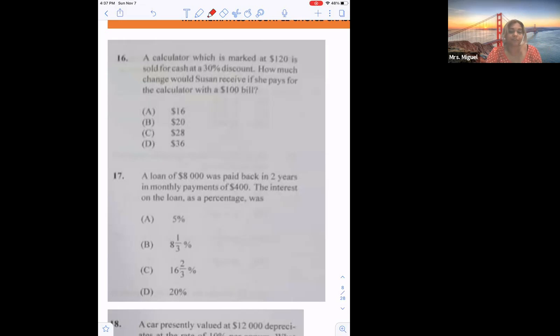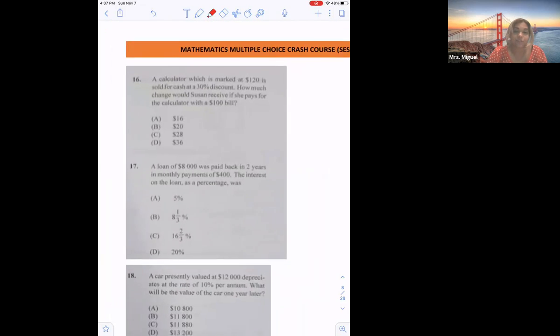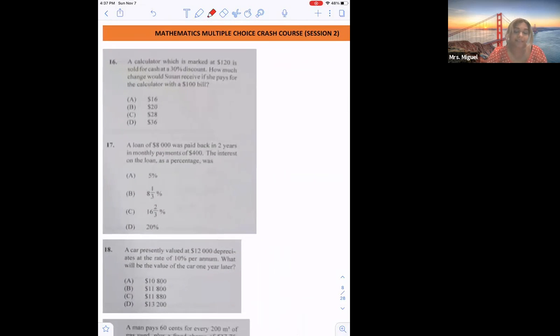All right, let's see what you have. A calculator, which is marked at $120, is sold for cash at 30% discount. So 30%, 30 over 100 multiplied by 120 over 1 is $36. Is the calculator sold for $36, or is the discount $36? Which of the two is it?